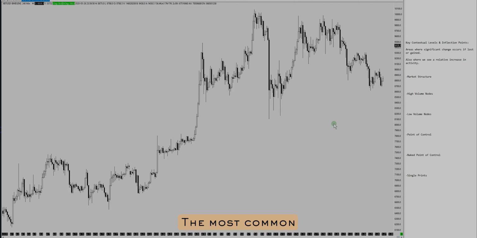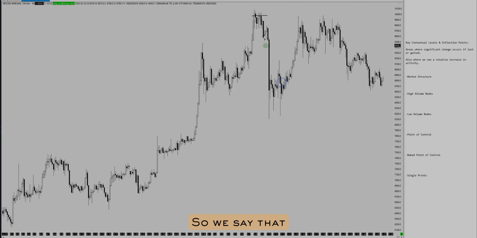The most common way of defining contextual levels or inflection points or areas of significance is market structure. We're all familiar with market structure. We're looking at horizontal support and resistance zones, swing points within structure. If we're looking at daily structure, or any type of structure, the areas where the market has interacted with heavily, the areas where the market has abruptly turned, the areas where the market has said you shall not pass, right? Whether that's to the upside or to the downside.